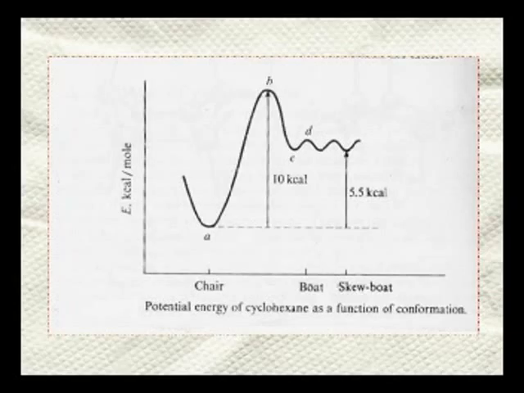Next, let me go to monosubstituted cyclohexane, I mean conformational analysis of monosubstituted cyclohexane. For example, let me take methylcyclohexane. There, placement of the methyl group is possible in two ways. As I mentioned earlier, the positions available in cyclohexane are not identical. They are two different ways of placement. We can place the functional group at axial and also at equatorial.